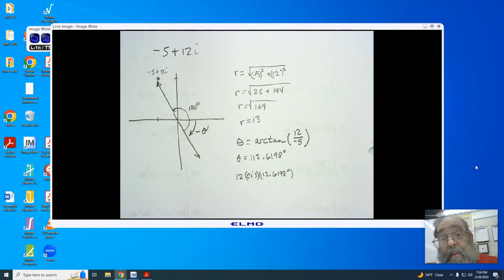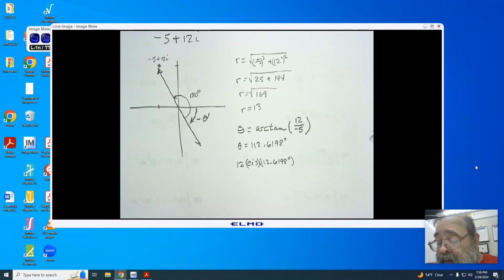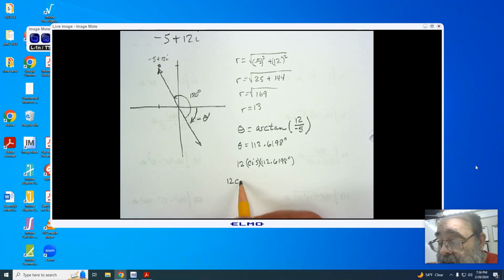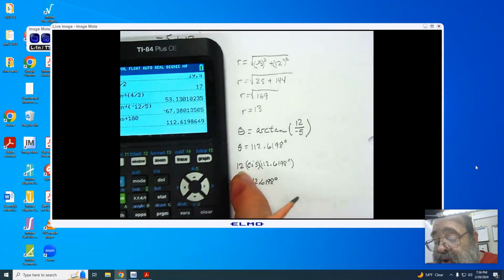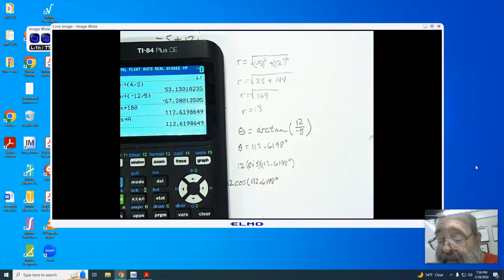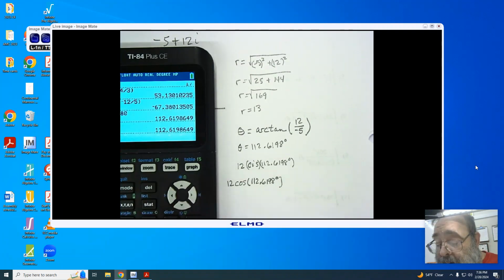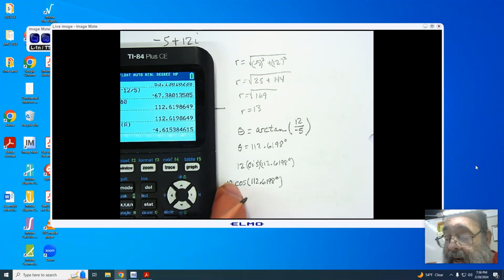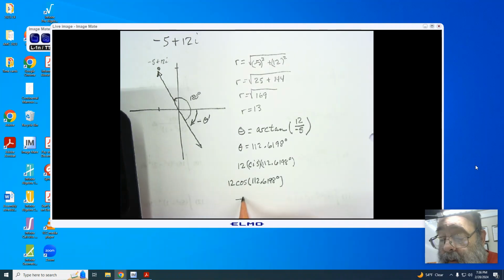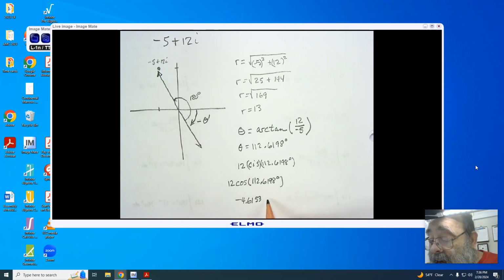Now, in order for us to convert back from our cis form into our rectangular form, it's actually very, very easy to do. All we do is take 13 times the cosine of this 112.6198 degrees. And you'll notice I'm going to store this in my calculator exactly as I have it. Now when I do 13 times the cosine of this angle, I get negative 4.6153, and then I'm going to use my plus i sine.